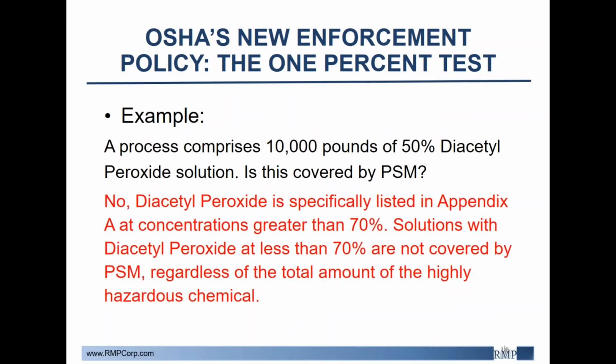So our second example involves a process comprised of 10,000 pounds of 50% diacetyl peroxide solution. Is this process covered by PSM? No, diacetyl peroxide is specifically listed in Appendix A at concentrations of greater than 70%. So solutions with diacetyl peroxide at less than this concentration are not covered by PSM, regardless of the total amount of the highly hazardous chemical you have.